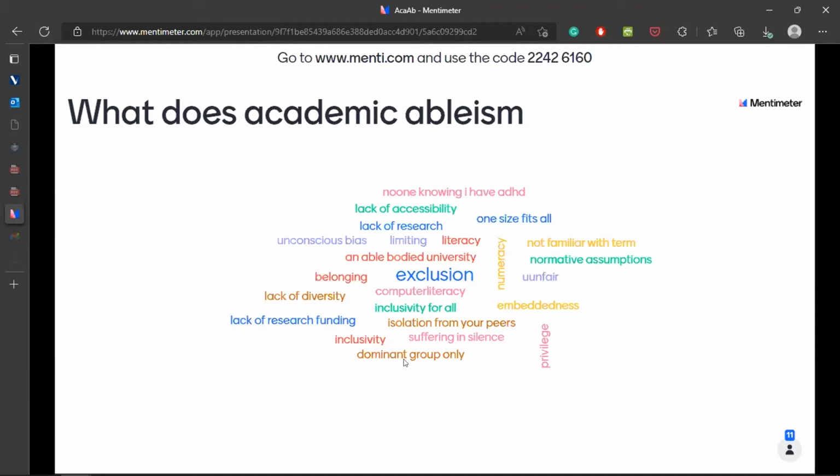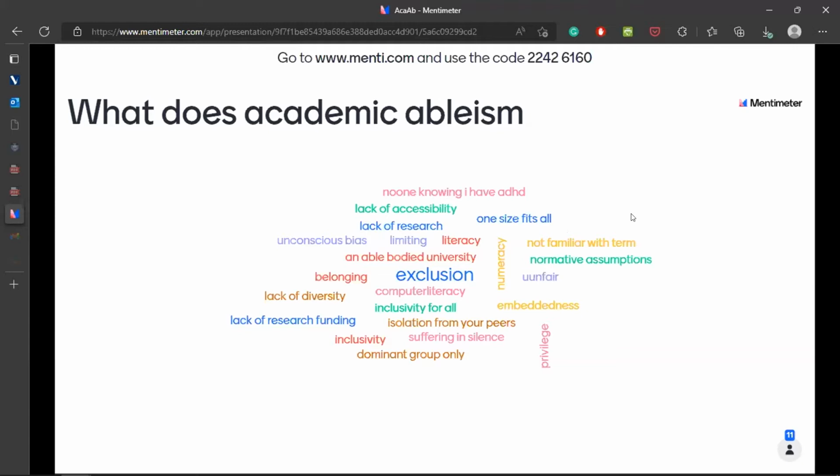Dominant group only. I think some of the takeaways we can get from this is that, all in all, the central theme seems to be perpetuation of inequities in a multitude of formats.